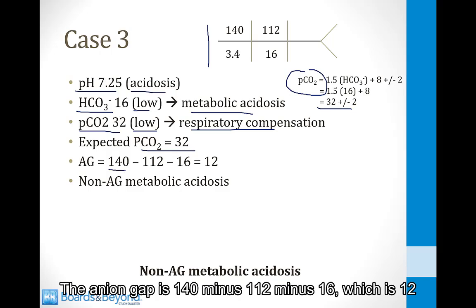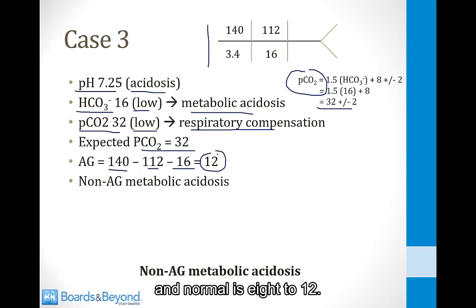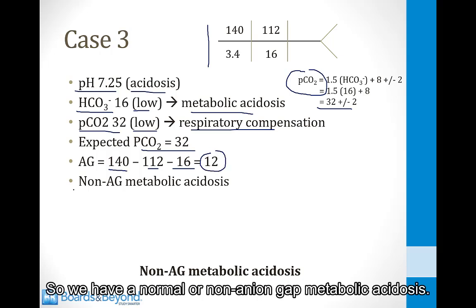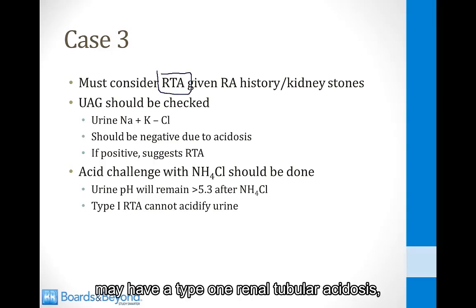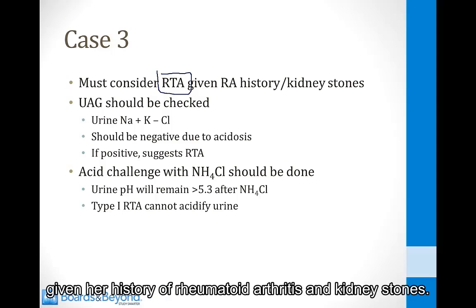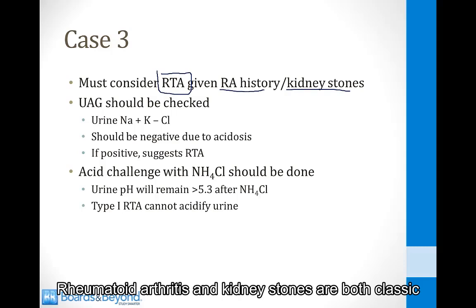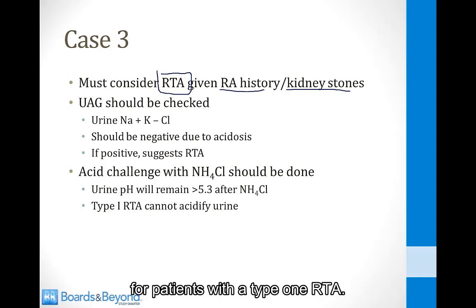The anion gap is 140 minus 112 minus 16, which is 12, and normal is 8 to 12, so we have a normal or non-anion gap metabolic acidosis. But the question we haven't answered yet is, why does she have a metabolic acidosis? And we have to consider that this person may have a type 1 renal tubular acidosis given her history of rheumatoid arthritis and kidney stones. Rheumatoid arthritis and kidney stones are both classic for patients with a type 1 RTA.